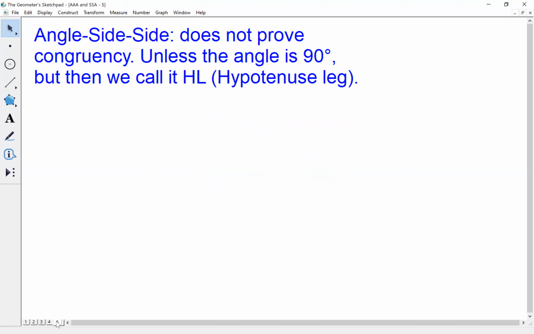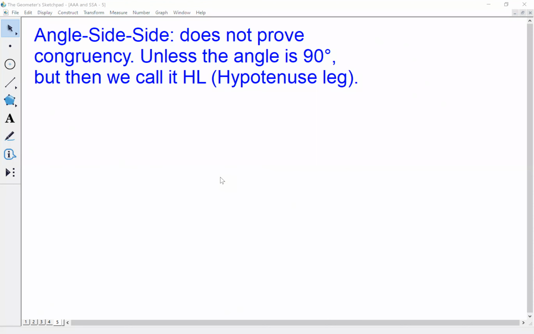There's a rule. Angle side does not prove congruency. So angle side does not work unless the angle is 90 degrees. But then we're going to call it HL, hypotenuse leg. So let's take a look at our homework.